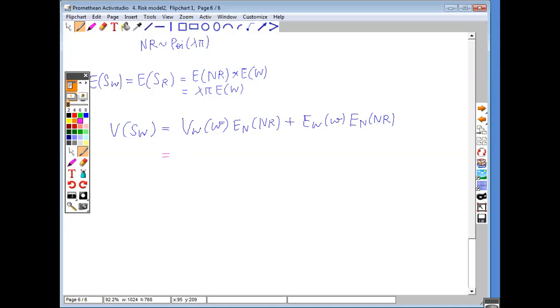So again, reminding ourselves, what is my expectation of NR here? It is just lambda times pi, right? And this I still don't know. So this is my variance of W plus. I again don't know the expectation of W, but I know the expectation of NR, which is again lambda pi. So I'll have expectation of W here as it is. So what I can do is, I can take lambda pi as common, and I will just write the variance of W within brackets added to the expectation of W.